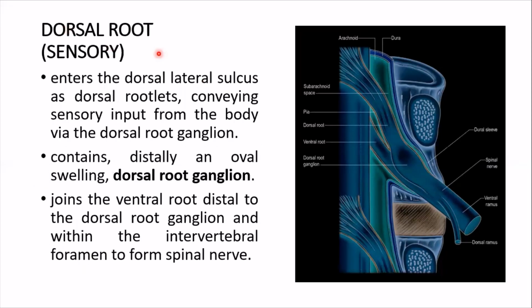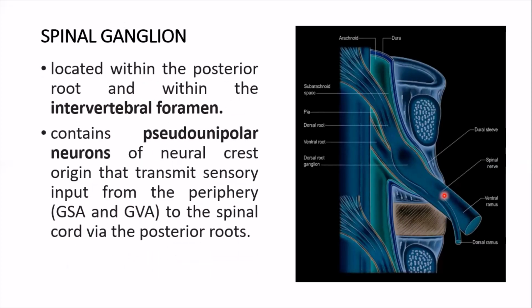And this is the dorsal root. This is the sensory root, and it enters the dorsolateral sulcus as dorsal rootlets, conveying sensory input from the body via the dorsal root ganglion. This has the cell bodies over here. It contains distally an oval swelling, which I already told you is the dorsal root ganglion. So it joins the dorsal root and the ventral root in the intervertebral foramen, and it forms a spinal nerve.